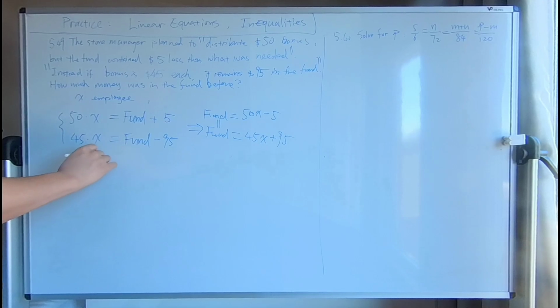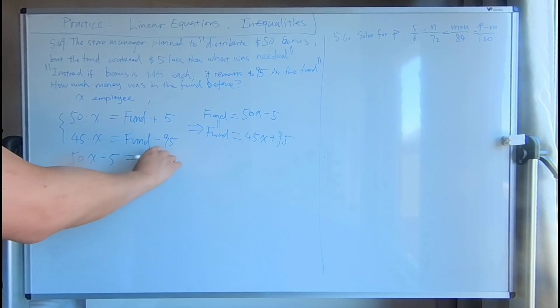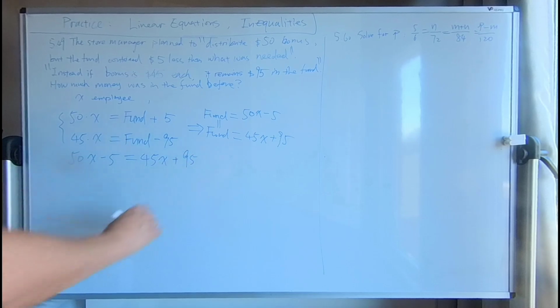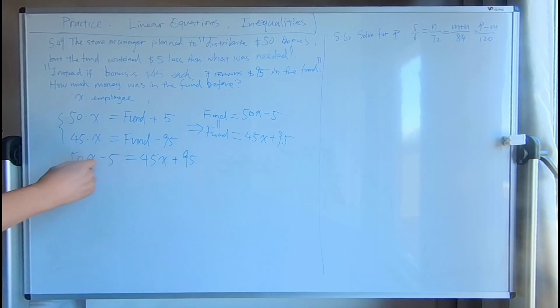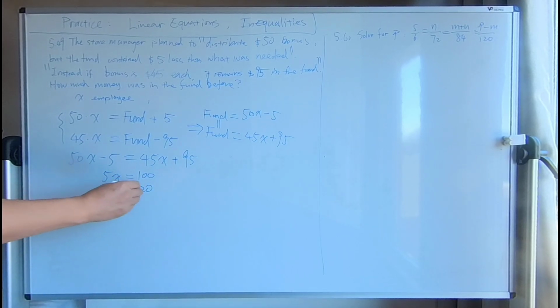So we have an equation such that the first way of distributing the bonus is equivalent to the second way of distributing the bonus in terms of the total fund. Now let's solve this one. We're going to isolate x from this equation. We can move the term that contains x to the left-hand side of the equation and move the constant term to the other side. So I have 5x equal to 5 plus 95, which is 100, and x is 20. So the number of employees is 20.